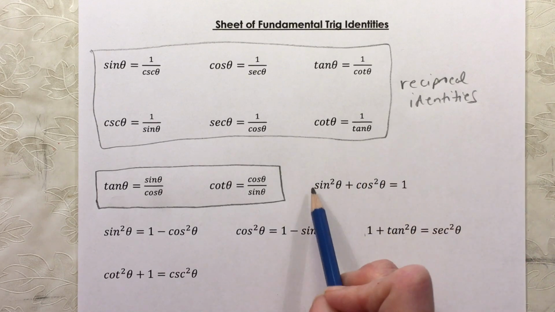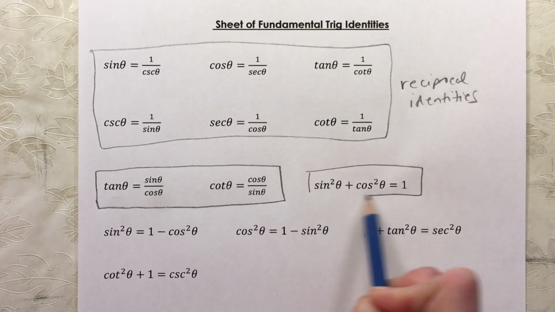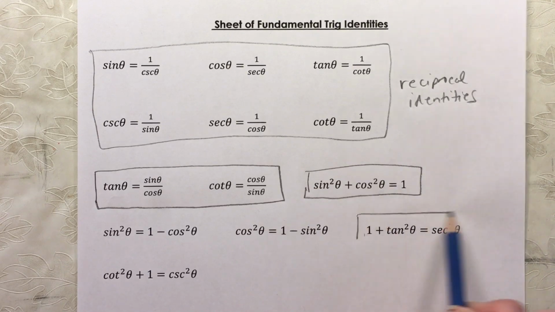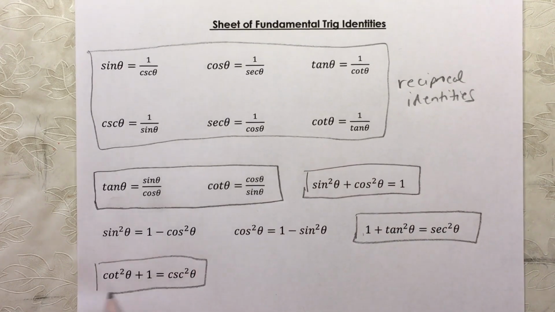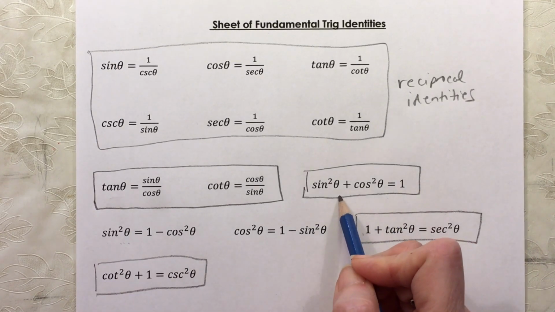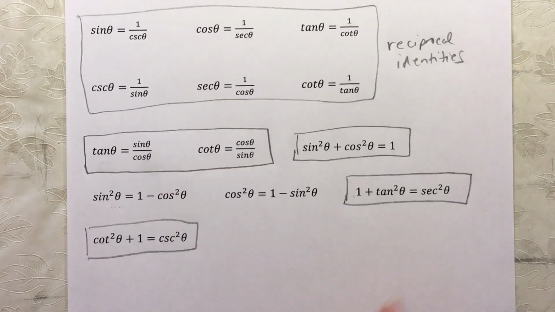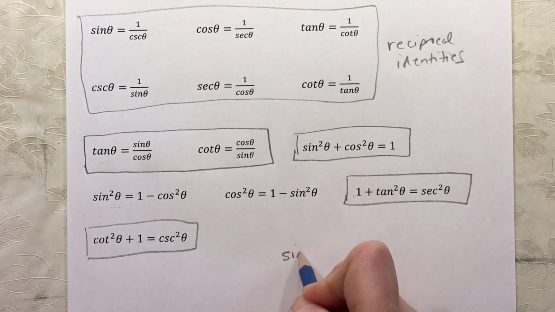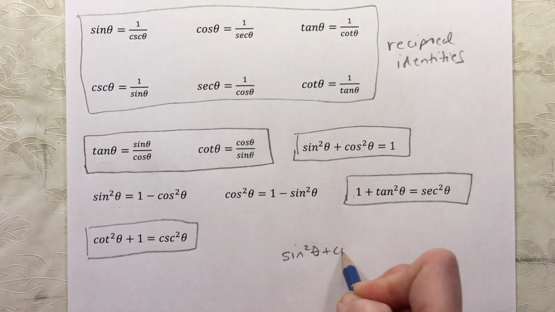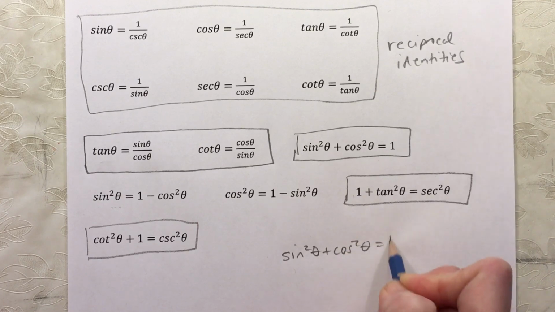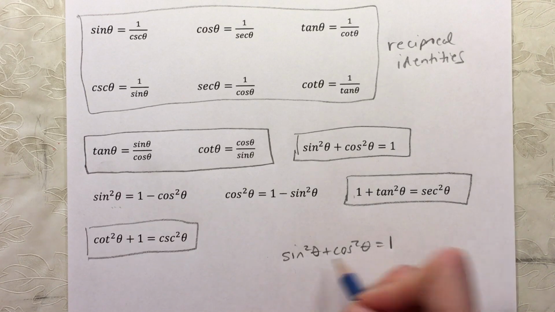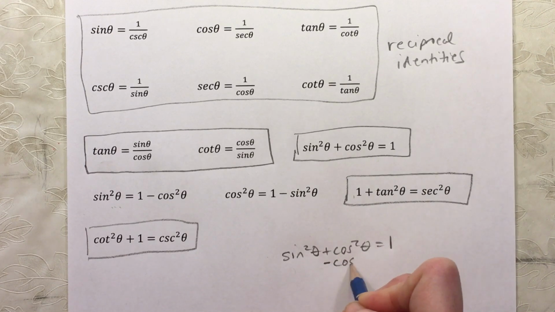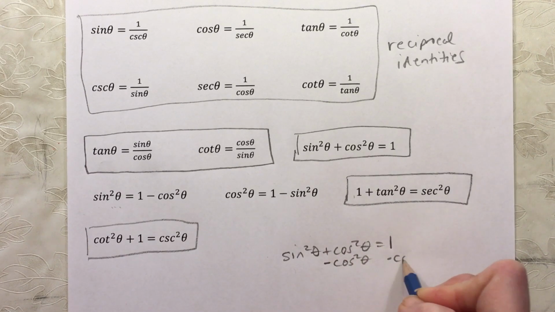And then we have our 3 Pythagorean identities, this one, and this one. So what are these 2? This is just to show you that if we start with sine squared theta plus cos squared theta equals 1, if I want to get sine squared theta by itself, all I would do is subtract cos squared theta on both sides.